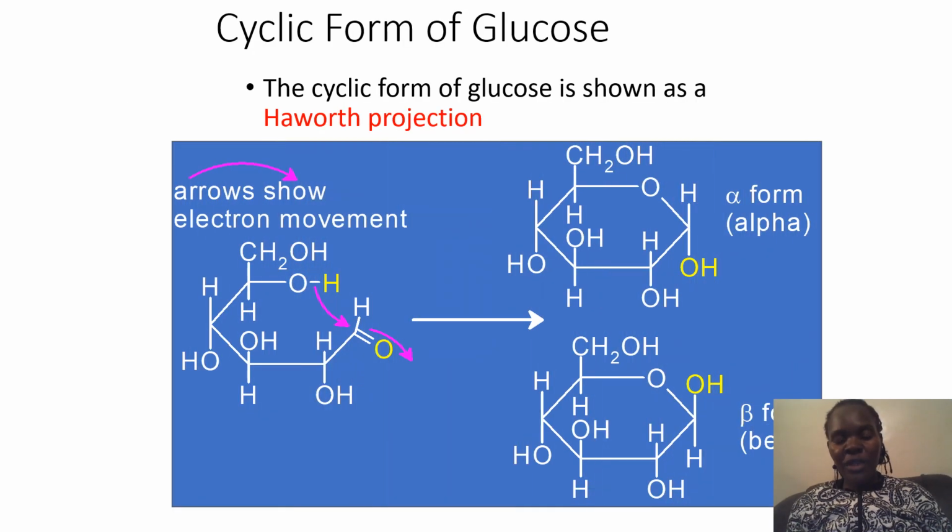So for the Haworth projection, the linear form is twisted in clockwise direction, so that the OH which were on the right hand side on the linear form of those monosaccharides are now outside the ring, while the ones which were on the left are now inside the ring. Then it's going to form an alpha, which is OH below the ring at carbon atom number 1, or a beta, above the ring at carbon atom number 1.